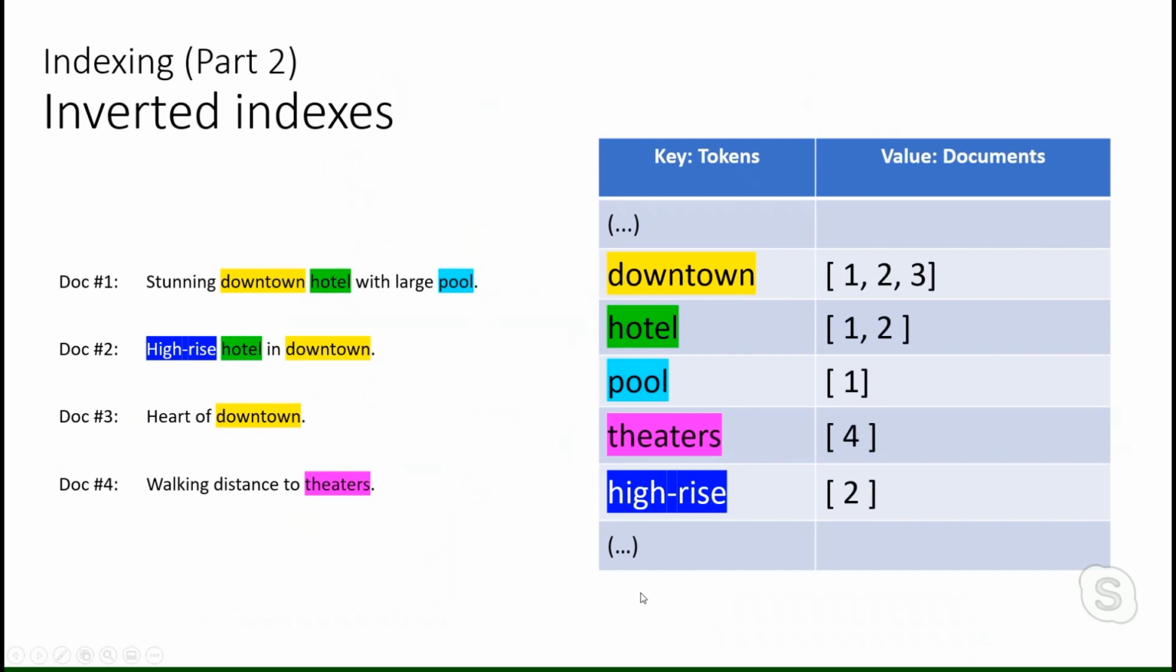For example, on the left of this slide, we have the content of 4 documents. And on the right side, we have a subset of the inverted index that would have been created, which contains some of the tokens from those documents, each pointing to a list of IDs of the documents that contain them. For example, if we're looking for downtown, we know that document 1, 2, and 3 contains that specific term.